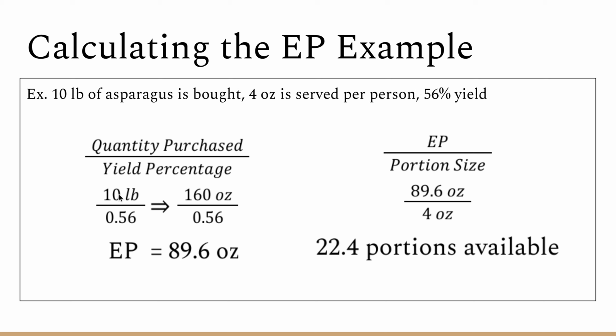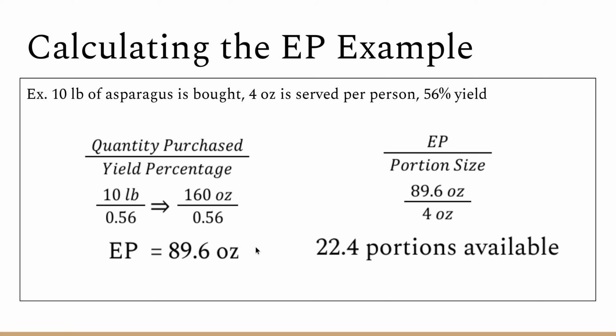I'm going to convert 10 pounds into ounces just because I'm eventually going to have to work with ounces when I get to the portion size. So to make it a little easier on myself, I'm going to do that now. 10 times 16 ounces is 160, divided by 0.56, which is our yield as a decimal. And that gives me an EP weight of 89.6 ounces.